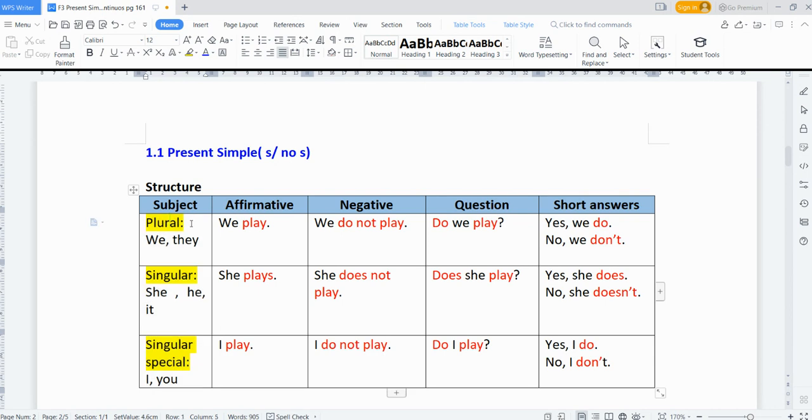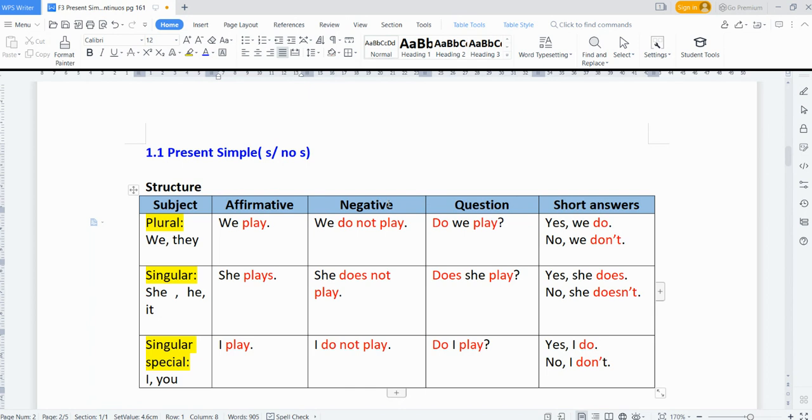Okay, if the subject is plural, subject tu ramai, for example, we, they, the cats, the boys, the ladies, okay, the verb has no s. The verb must be in root form. Mesti kata dasar, tiada huruf s. So you say we play, they play.